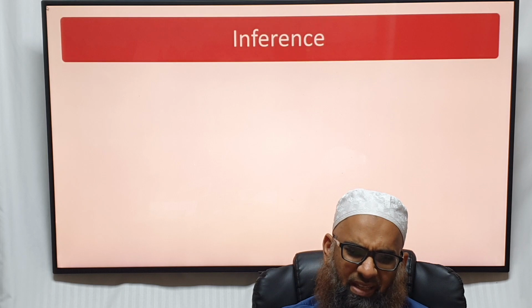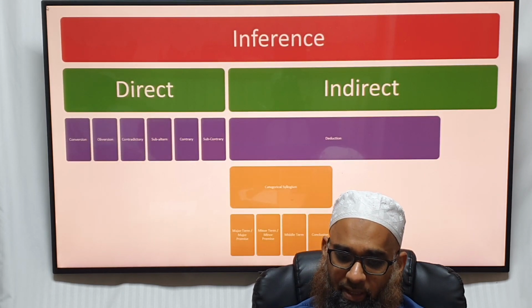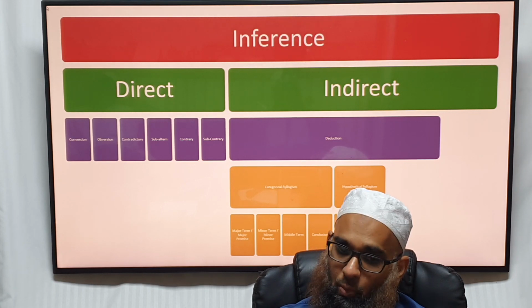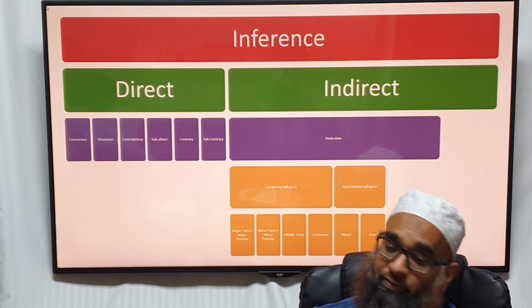So now we're moving on to a disjunctive syllogism. Okay? Now, we had the indirect inferences. We went through all this many times before. I'm not going to go over it again. But where we are now, right here, we finished categorical. We finished hypothetical. Now you're on disjunctive. Okay?